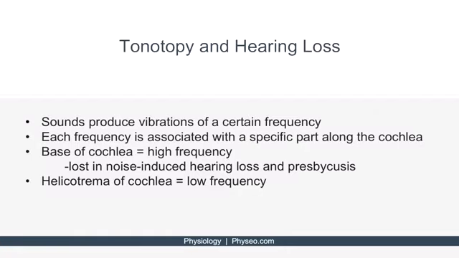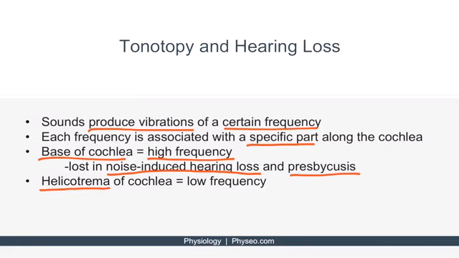So to understand tonotopy, just know that sounds will produce vibrations of a certain frequency. Now each frequency is associated with a specific part along the cochlea. For example, the base of the cochlea is responsible for high frequency, and it's this high frequency that's lost in noise-induced hearing loss and presbycusis, or hearing loss of old age. Conversely, the helicotrema, or the apex of the cochlea, is responsible for the low frequencies. So let's draw this out.